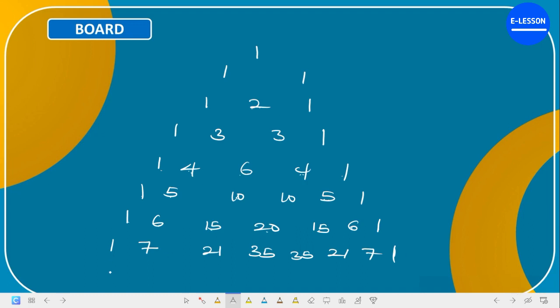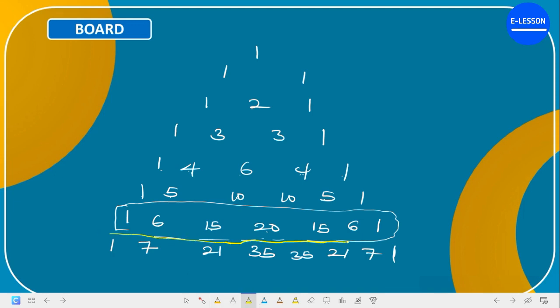This is how to generate the Pascal triangle. The Pascal coefficients for x raised to the power of 6 will be all the values here. While the Pascal coefficients for x to the power of 7 will be these other values here. So that is that for that question.